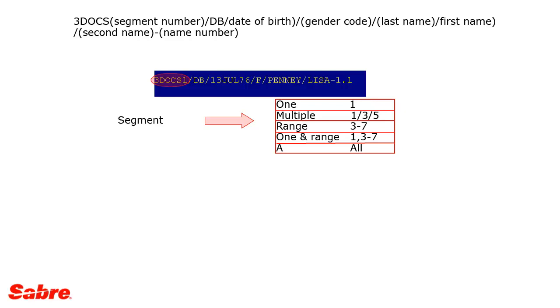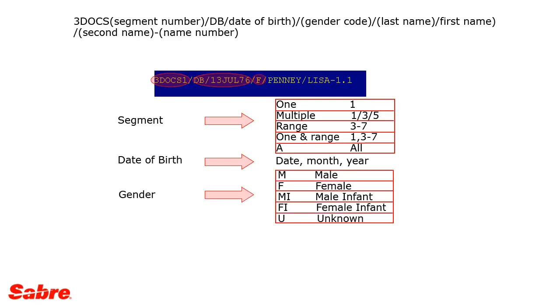If you do not include segment selection, the airline assumes the information applies to all segments, but some airlines require the use of the letter A for all segments. /DB/ and the date of birth. In this case, 13 July 76 / F for female. The acceptable gender codes are M for male, F for female, MI for male infant, FI for female infant, and U for unknown at the time of booking.